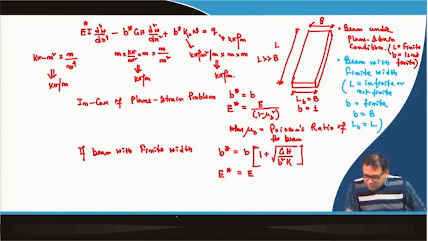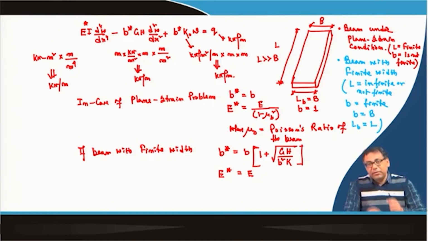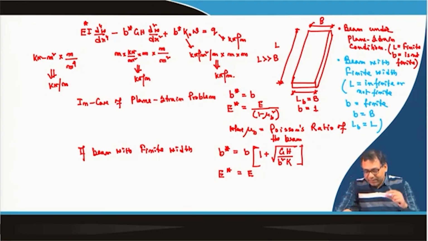So, under these two conditions, if beam under plane strain condition, then your B star will be equal to B, and generally it is considered as unit, and E star will be E divided by 1 minus mu B square. And if beam is finite width, even for infinite, so that means it is an infinite beam which has the finite width. For example, the railway track where the length is infinite, that means beam with finite width case.